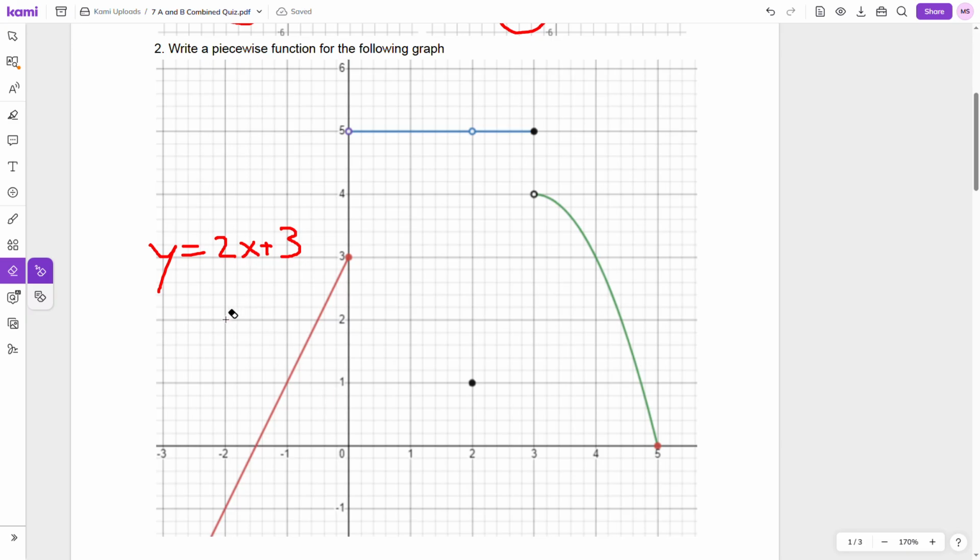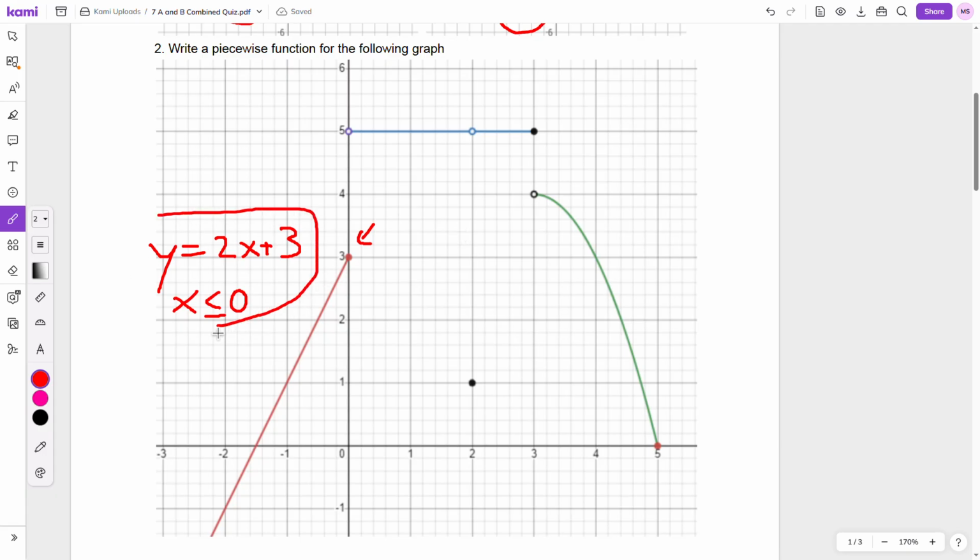But the domain is limited to where x is less than or equal to 0. Because here, at this point right here, x is 0. And anything to the right is some other function. And anything to the left is that line. Okay, so this is our first piece of this function. Next, we're going to do that blue part.